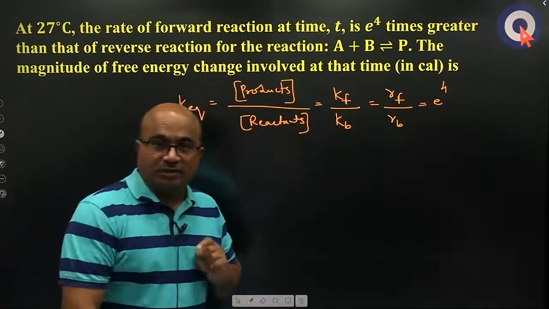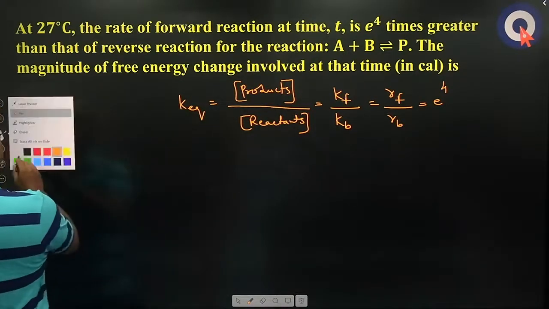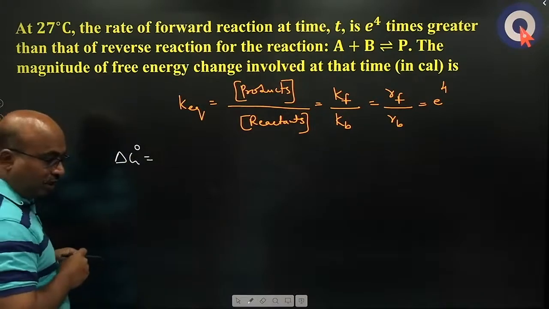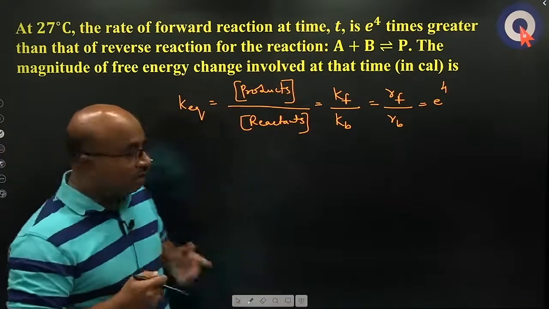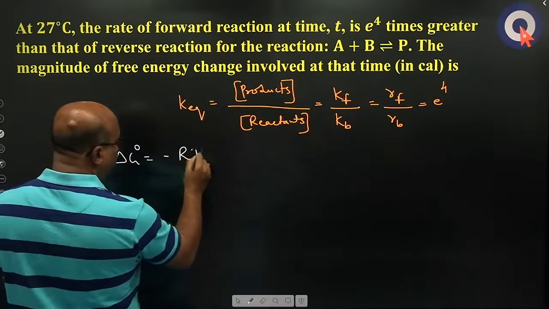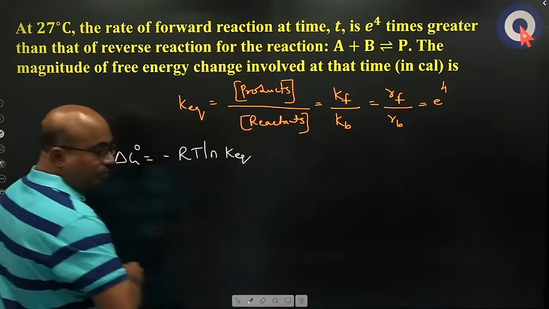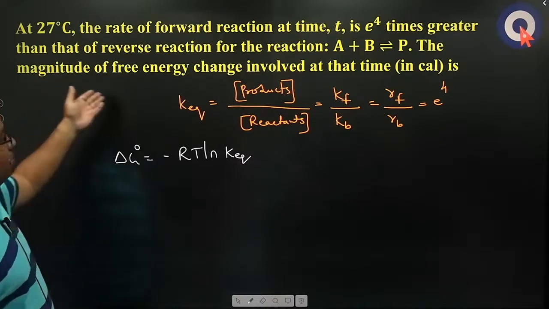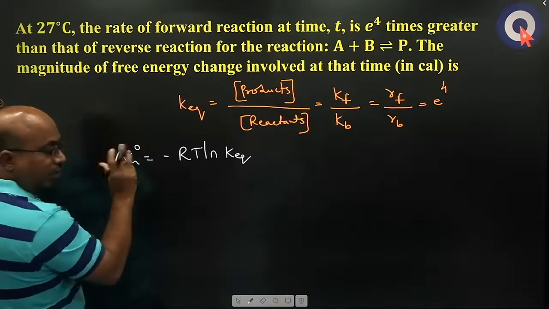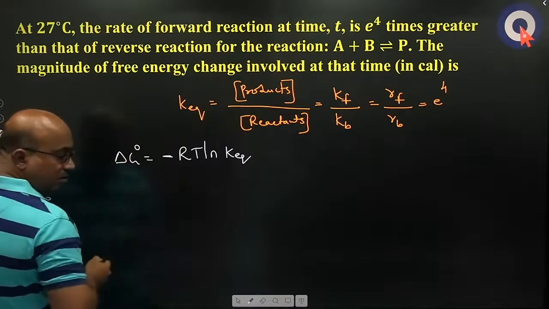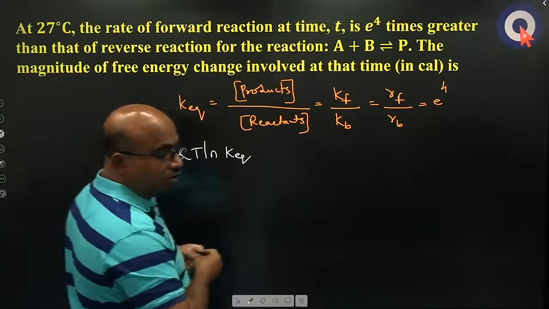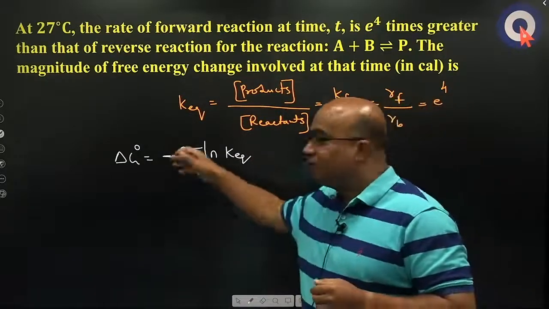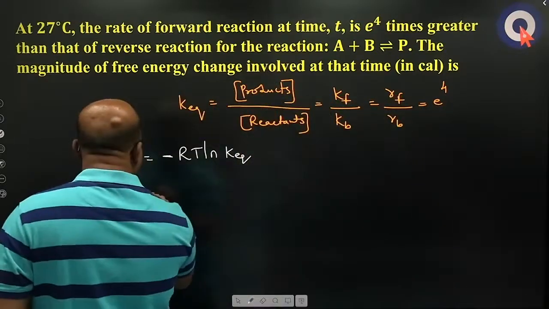From the thermodynamic relation, we can say delta G naught is equal to, since delta G is 0 for the equilibrium, minus RT ln K equilibrium. This is what we wanted, to calculate the magnitude of the free energy change involved in this. We want only the magnitude, so we don't use the negative sign. If this type of application is asked in a numerical, the sign will not be taken, so we take the magnitude value.